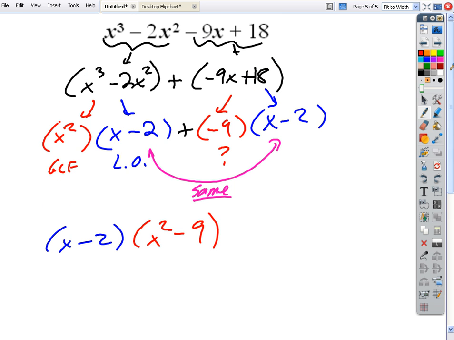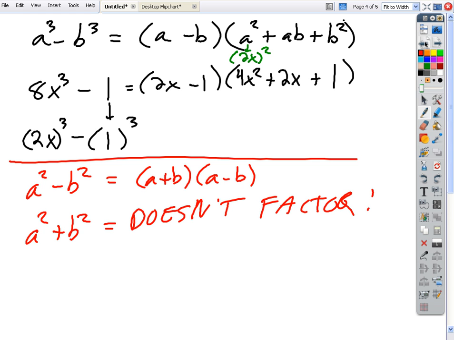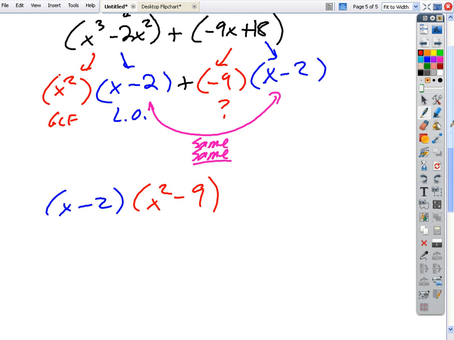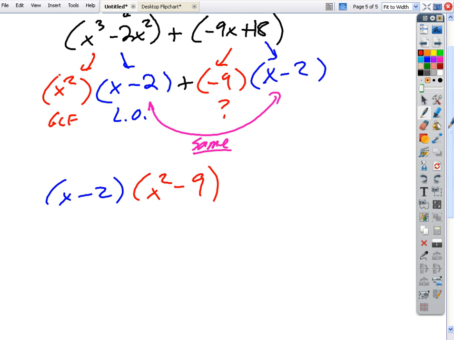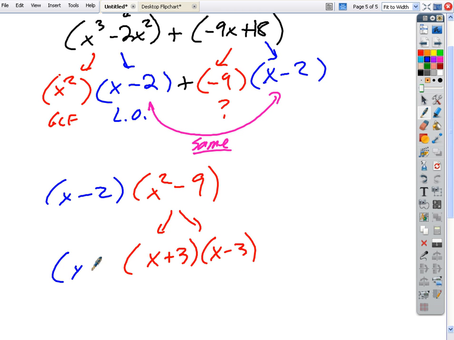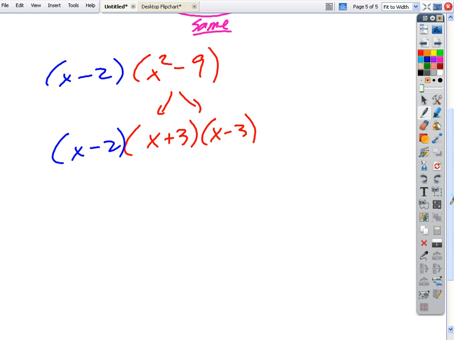Quick reminder. Here's our pattern right there, right? Difference of squares. That's the same as x squared minus 3 squared, isn't it? Right? So this one breaks down into x plus 3 times x minus 3. And so there's our fully factored polynomial. Okay? Product of those three factors. How about that? Okay? So there's an example.